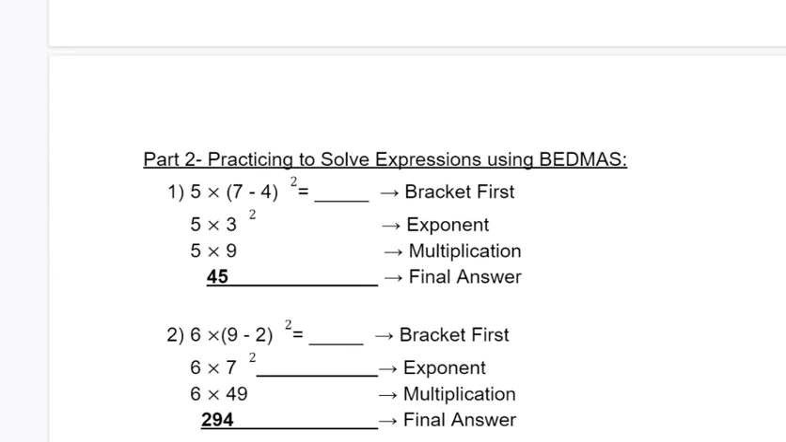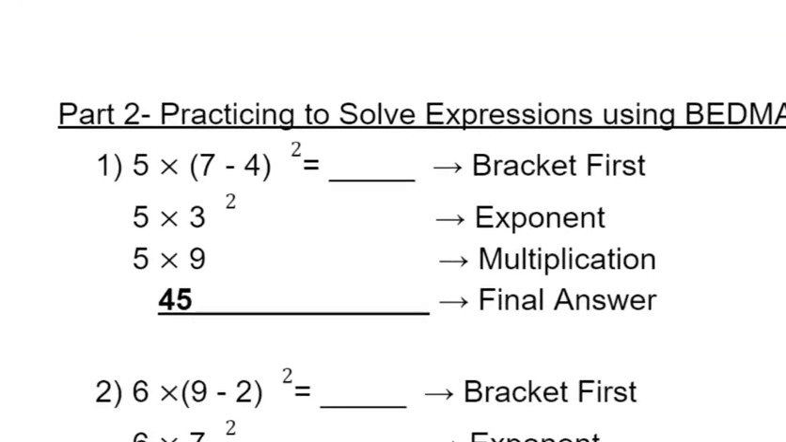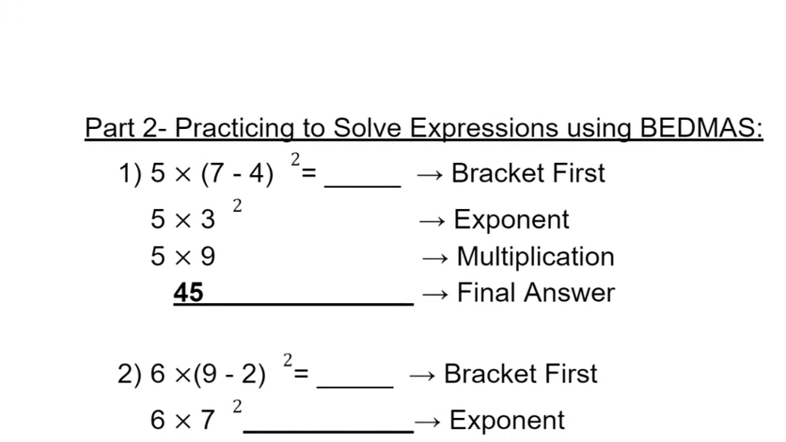Part 2 is practicing to solve expressions using BEDMAS. What you would do here is, for example, 5 times, and then in brackets 7 minus 4, and that is squared. Well, what you do here is brackets first according to the acronym. So you ignore everything else, you do the brackets first, and 7 minus 4 would become 3. You rewrite everything the way it was before, and then the next thing in the acronym is the exponent. The exponent is on the 3, so it's going to be 3 times 3. Remember, it is not 3 times 2. This exponent indicates that the 3 is being multiplied by itself twice. So it's 3 times 3, which is 9.